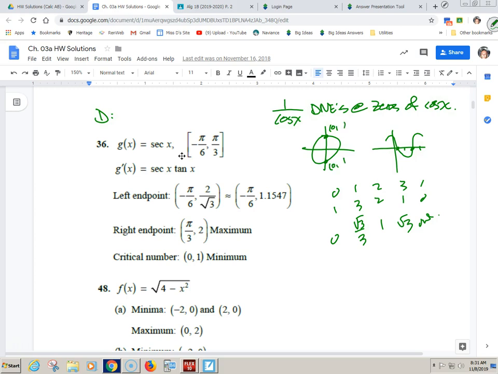Or SOH-CAH-TOA, cosine is 0 at pi over 2. However you think about it, cosine is 0 at pi over 2. So, is it in our interval? It's not there, right? Because negative pi over 6 is that one, and pi over 3 is that one. So they're going through 90 degrees, but are they ever hitting the vertical asymptotes of cosine? No. Okay, so then the domain is good. Secant exists everywhere here. He has discontinuities, but they're outside, so it's okay. Secant is continuous on this closed interval.